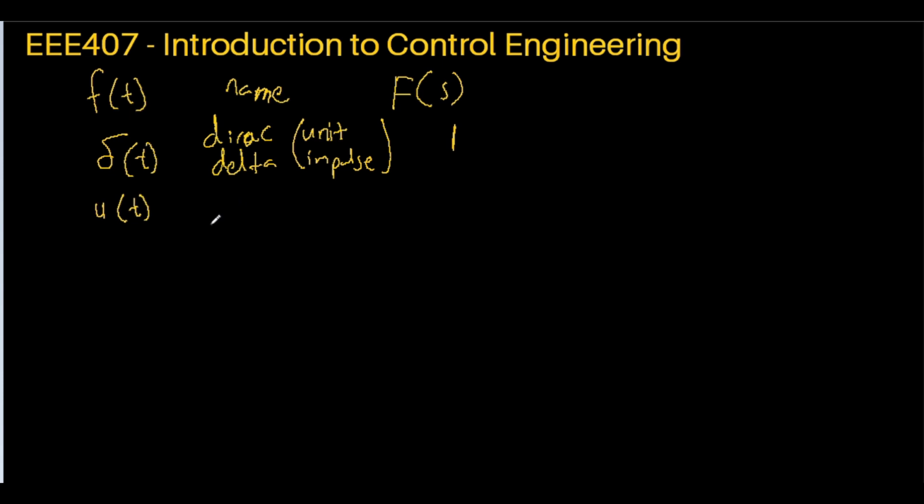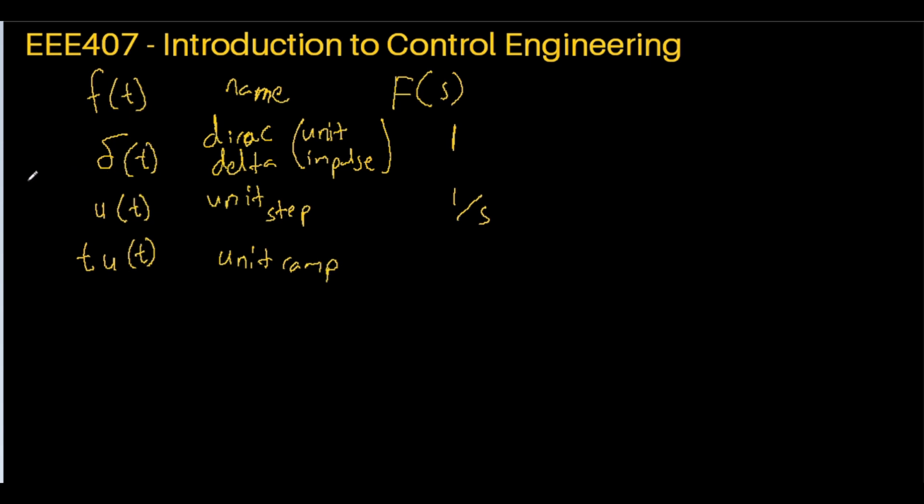This is the unit step function. Okay, so that's a unit step function, and we know the Laplace transform for that is 1 over s. We have this other function. If we multiply the unit step function by t, then this is called unit ramp. A unit ramp function.